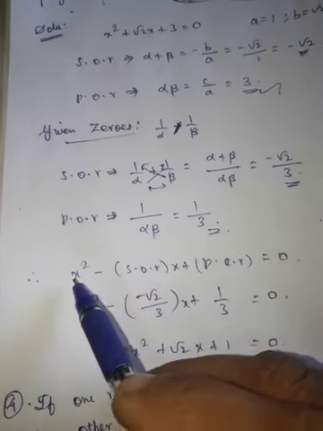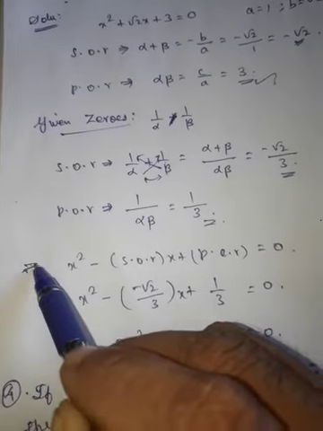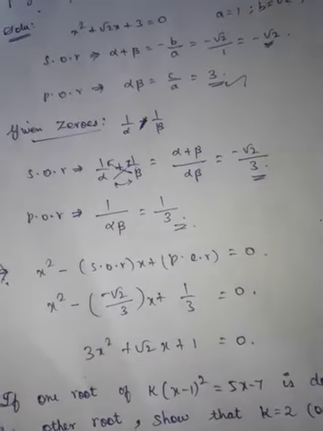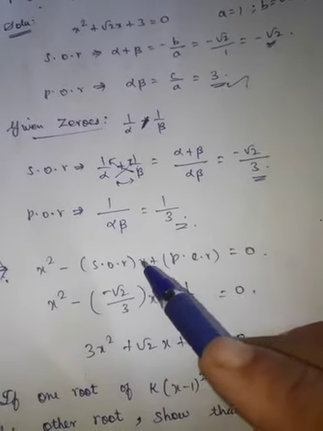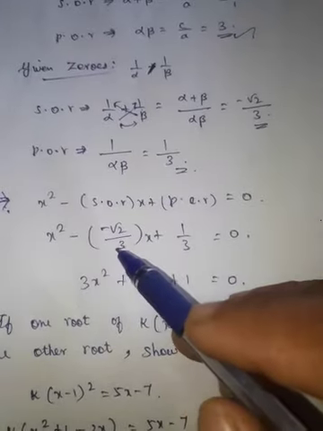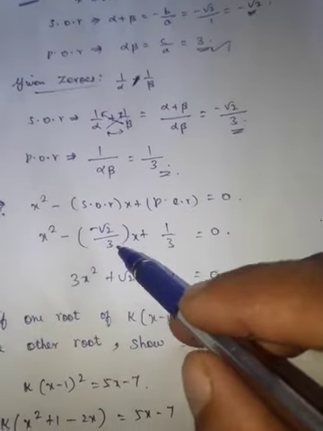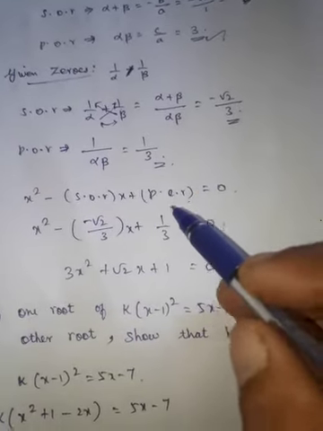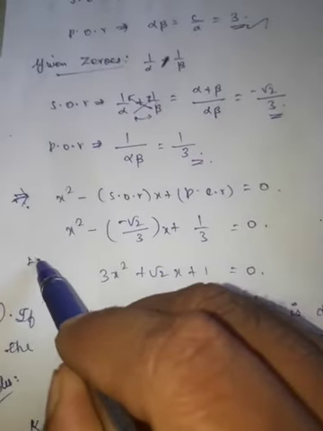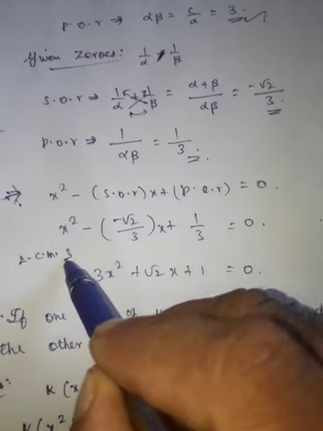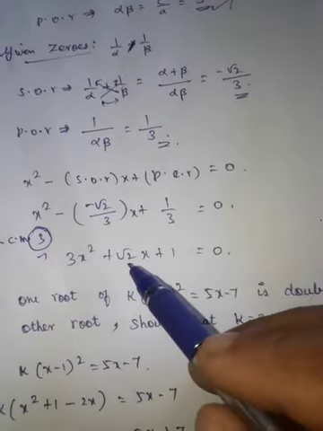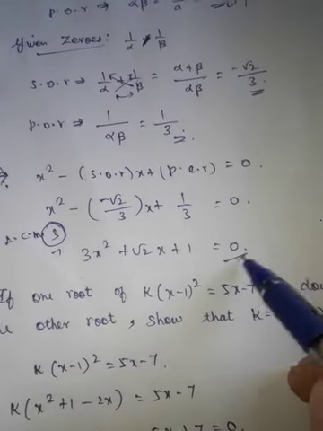So this is the basic equation of quadratic, power 2 value equation: x square minus sum of roots x plus product of roots equal to 0. So x square minus the sum of roots value, minus root 2 by 3, x plus the product of roots value, 1 by 3, equal to 0. If we take LCM 3 here, we get 3x square plus root 2x plus 1 equal to 0.